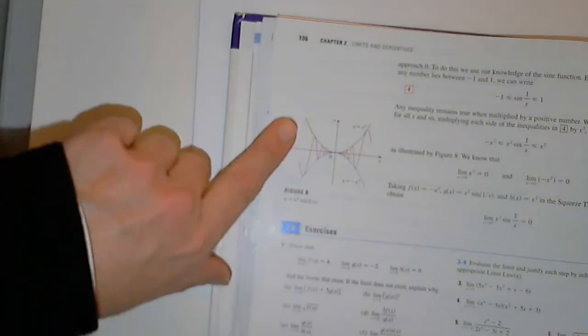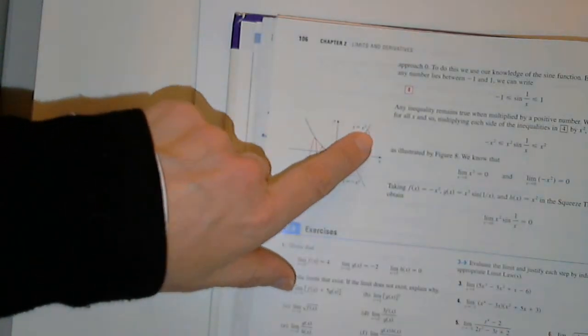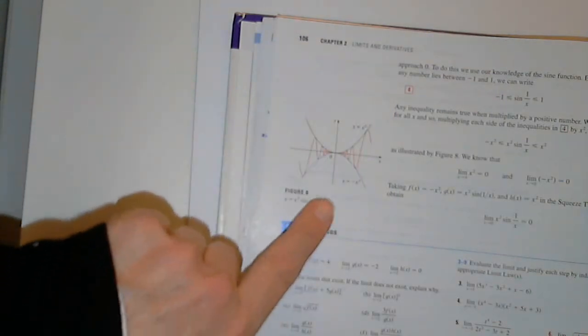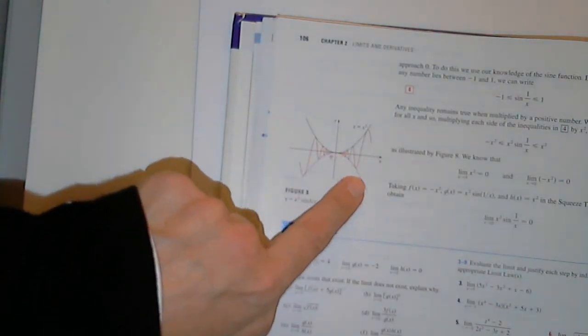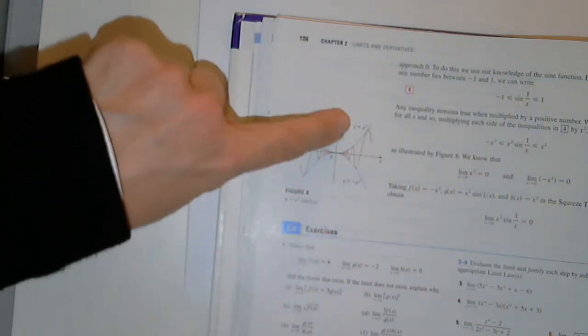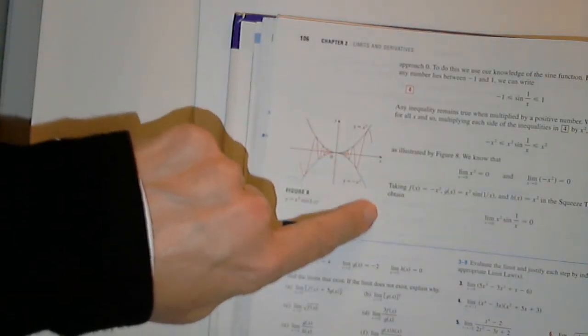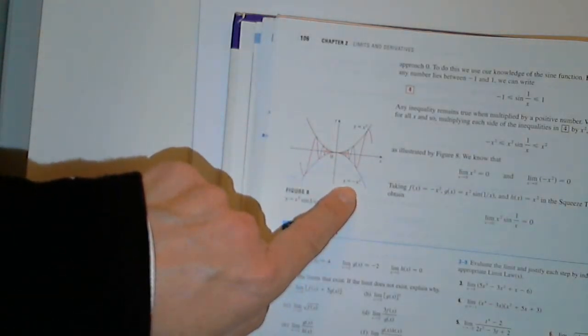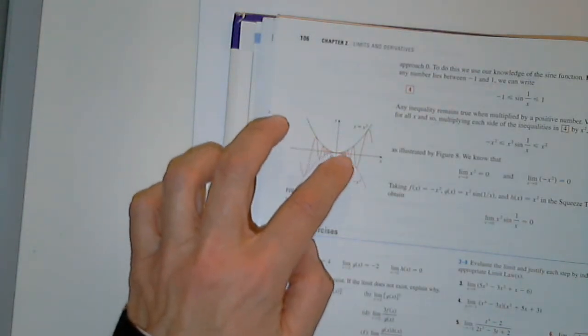Perfect. So this is a function. Look at it. It's x squared. This is a function, x squared. And here's another function, right? It's negative x squared. They both have the vertex at the origin. This one opens up because the leading coefficient is positive, and this one has a maximum because the leading coefficient is negative. And here is a third function. So the green is one function, the blue is another function, and the red is a different function.